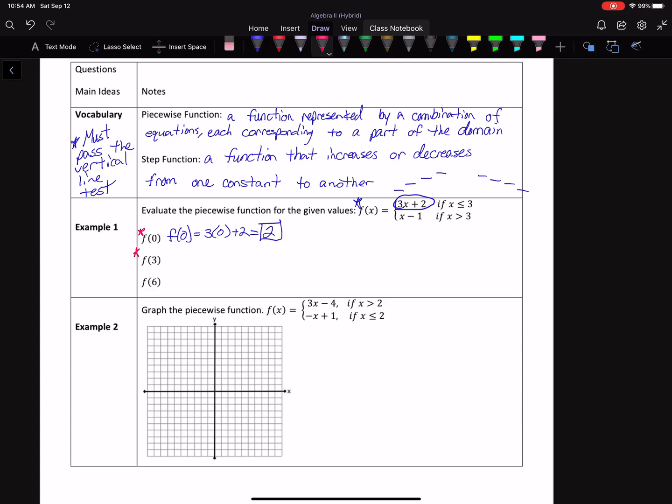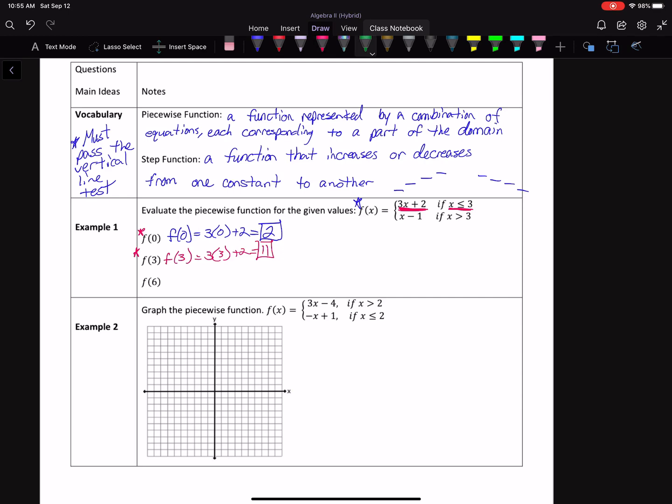evaluate the function at 3. So again, go up to your piecewise function and decide which of these two equations we're going to use. And again, it's going to be the top one because 3 is less than or equal to 3. So plug 3 in, f of 3. We'll take 3 times 3 plus 2 and get 11.